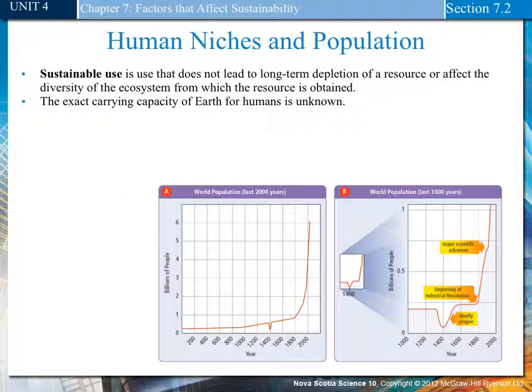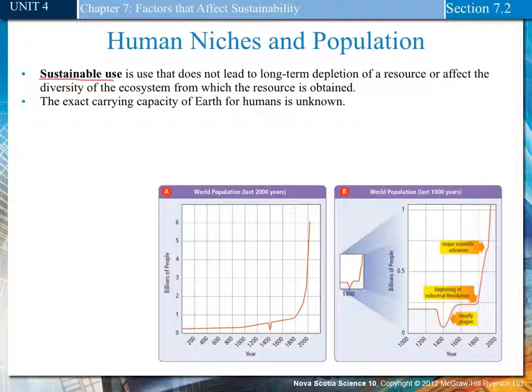Human ecological niches and population. Sustainable use is a use that does not lead to long-term depletion of resources or affect the diversity of an ecosystem from which the resources are obtained. The exact carrying capacity of Earth's humans is unknown.